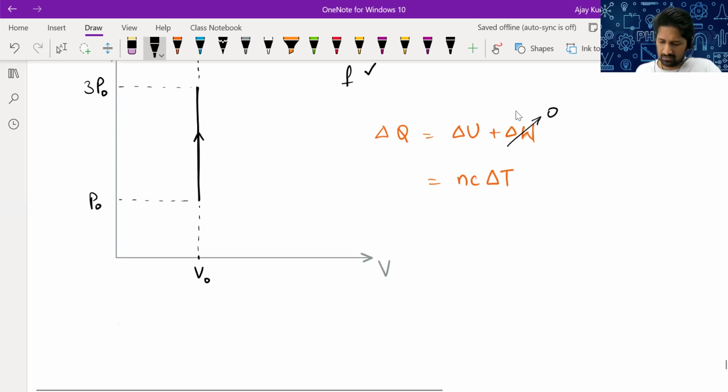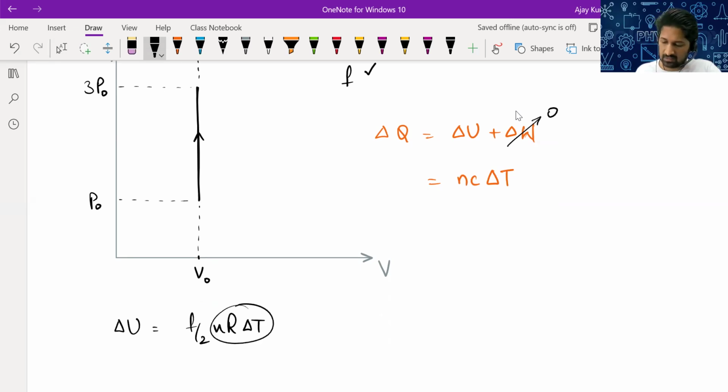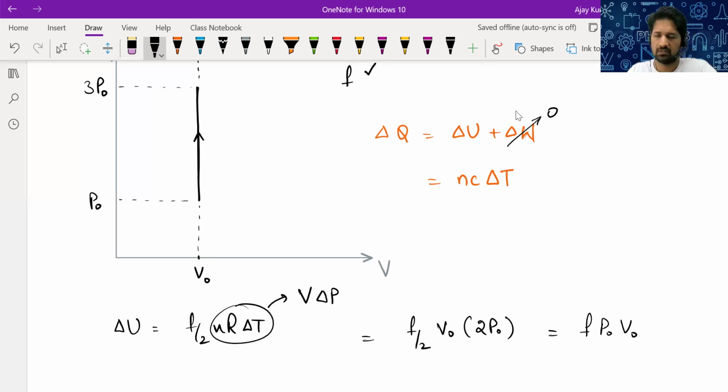Okay. And for internal energy, we have a general formula, F by 2 n R delta T. And in an isochoric process, n R delta T changes to V delta P. So if temperature had been given, you could have used n R delta T directly, but the graph is in terms of pressure and volume, so we use V delta P. Simple. So F by 2 times, what is the volume at which it is carried out? V naught. And what's the pressure change that is happening? P naught to 3 P naught. So the change in pressure is 2 P naught. The twos cancel. The answer is F P naught V naught. That is the change in internal energy. Same will be the heat supplied.